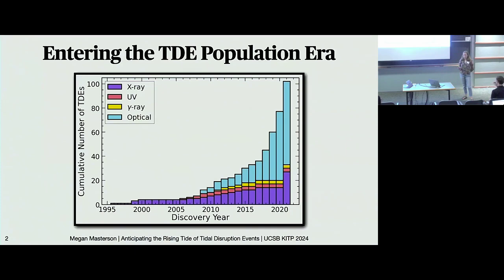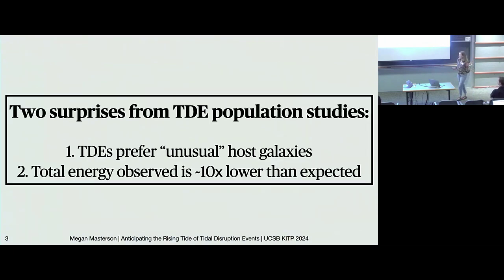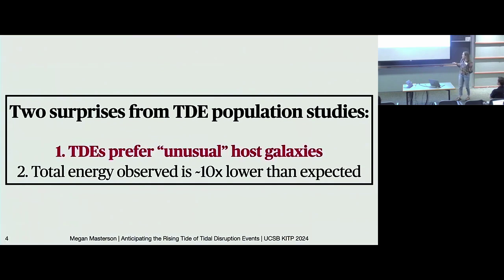And I'm going to motivate that by talking about a few surprises from our initial studies of the TDE populations. So the two surprises that I'm going to focus on today, we've already actually heard about. They are that TDEs prefer these unusual host galaxies, and that the total energy that you observe from a TDE is roughly 10 times lower than what is expected based on just theory of unbinding a star. So let's talk about the first.